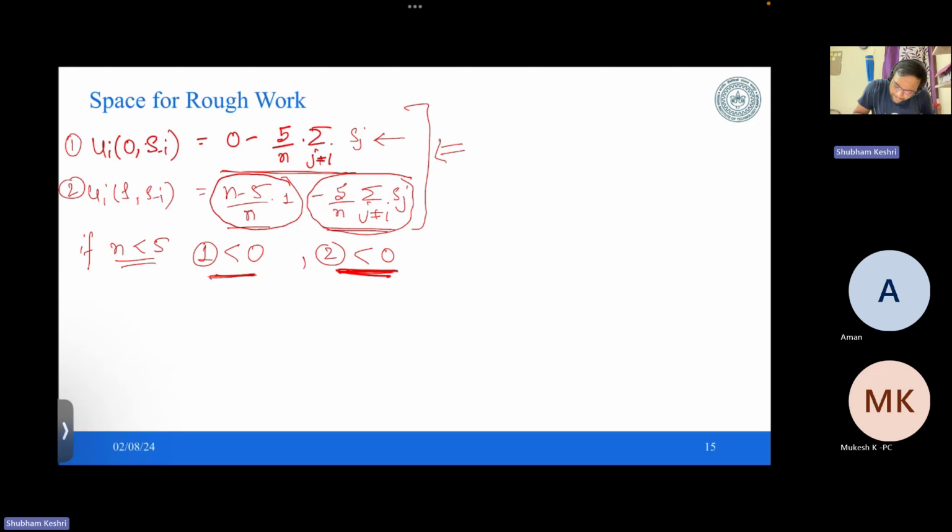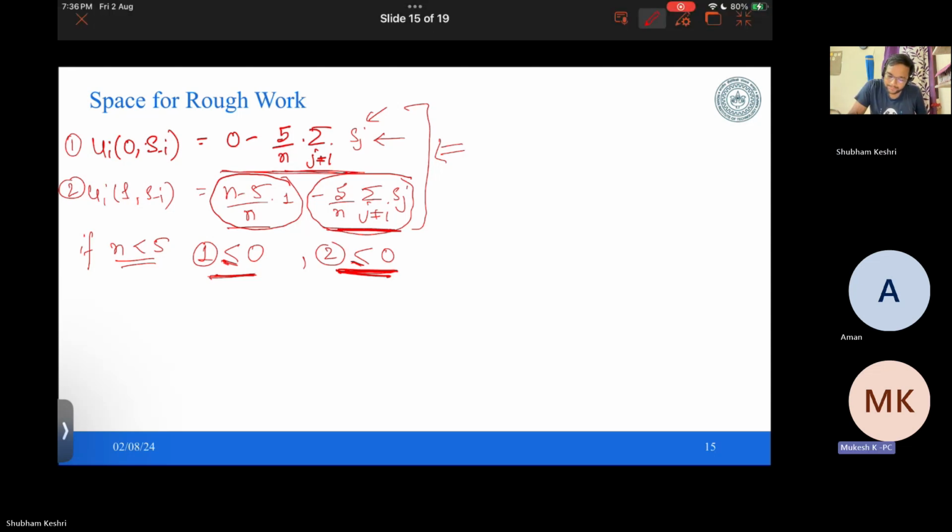So you see, in both the cases, it is negative. Now, when will this utility be? So I should write N greater than 5, no? No, that is not what I'm saying. I'm saying that it should be equal to 0, because this Sj can be 0. All the other players can play 0. It can either play 1 or 0. So it will be less than or equal to 0. So this term will either be 0 or negative, and this term will either be 0 or negative. Am I correct?